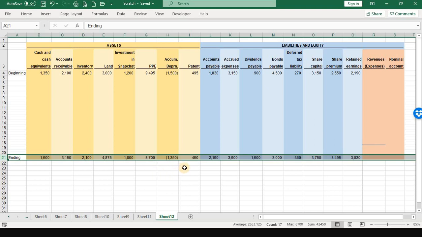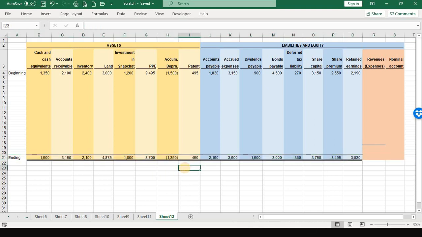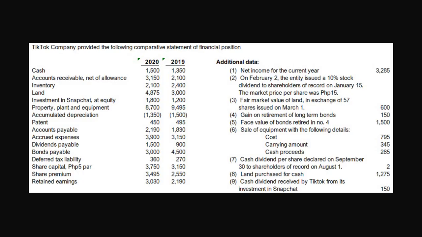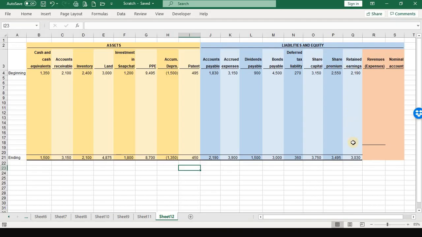So, in preparing the statement of cash flow under the indirect method, we will start with the net income. And how much is our net income? Based on our problem, additional data, number 1, the net income for the current year is 3,285. So the net income of 3,285 is the amount of income closed to retained earnings from the income summary account in the closing entry.